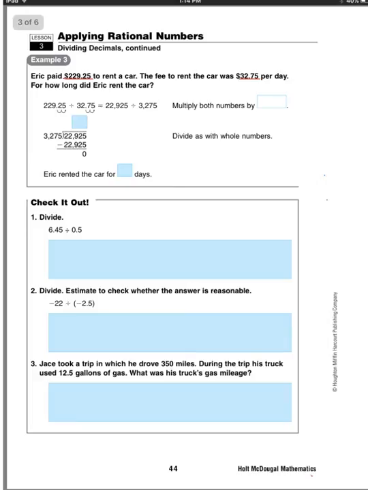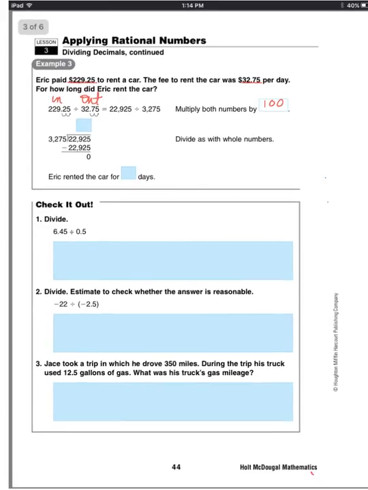This is the inside number. This is the outside. So in order to get the decimal in the outside number to the end, we need to multiply it by 100 because there's two digits. So we multiply both by 100 and we get 22,925 divided by 3,275. This is still your inside. This is still your outside. Once you've set this up, you can divide and you get 7. So Eric rented the car for 7 days. That's a pretty good deal, actually.